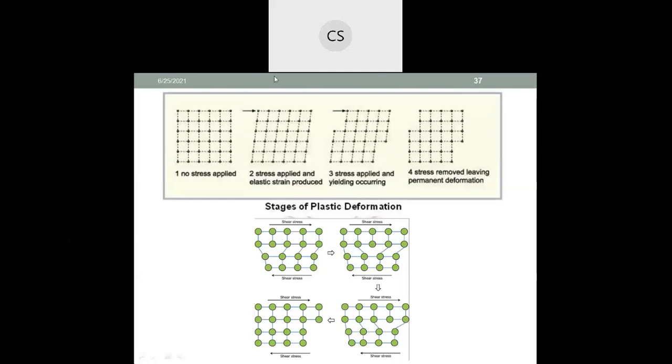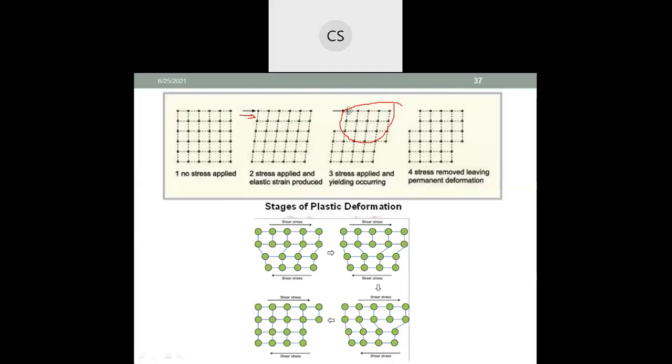Alright. So now, what exactly happens? Just see here. When you apply the force, before applying the force, this is no stress. Now you apply force. Then what exactly happens? The upper side deforms, the bottom is stable. Then atoms start slipping. That's exactly what is happening here.